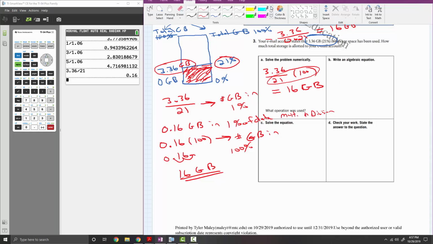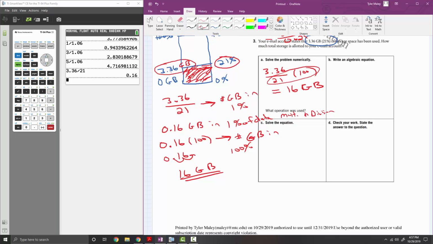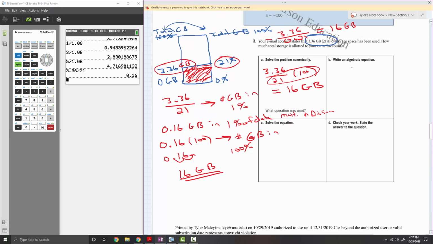All right. So then let me change color so we don't all run together. The next thing that we want to do is write an algebraic equation for how to solve this. So an algebraic equation that we could get is if we were to let S equal the storage of your email account. I don't know if we want to specify the total. The total storage of your email account.